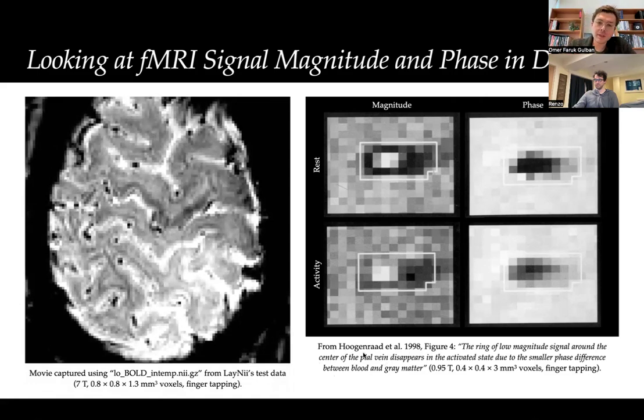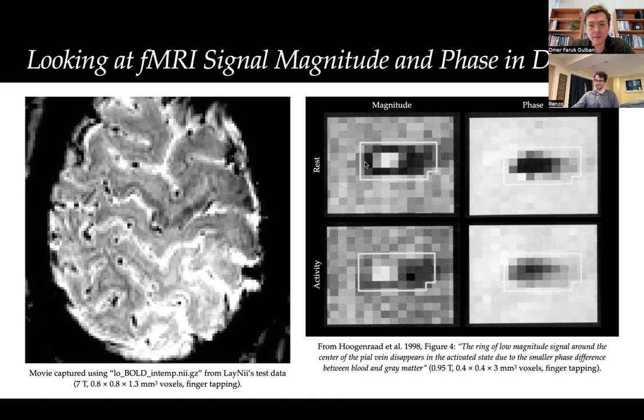The best explanation I came across so far associates this with the phase is from Hoogenraad, that actually Ravi Menon references in his 2002 paper about phase regression. Okay, let's have a look at the image. So we have rest and activity. On the left side, we have magnitude. This is an fMRI image that is acquired at 0.95 Tesla, right? 0.4 by 0.4 by 3 millimeter. This is pretty nice, actually, in terms of resolution, in a finger tapping experiment.